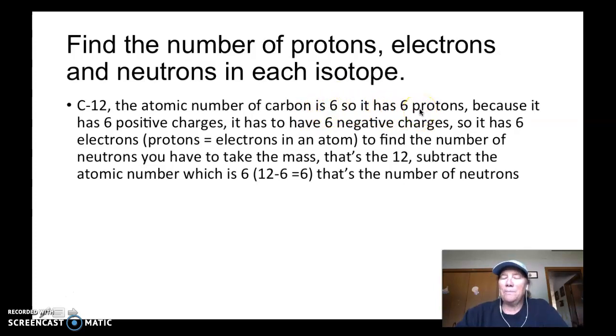Well, in an atom, if you have 6 positive charges, you also have 6 negative charges. So the protons and the electrons are going to equal each other in an atom. And the reason for that is an atom doesn't have a charge. So you have to have them when you do that. And then to find the number of neutrons, you take the mass.